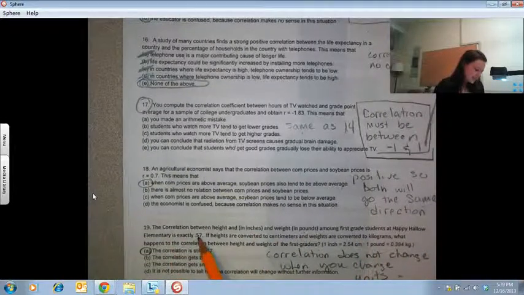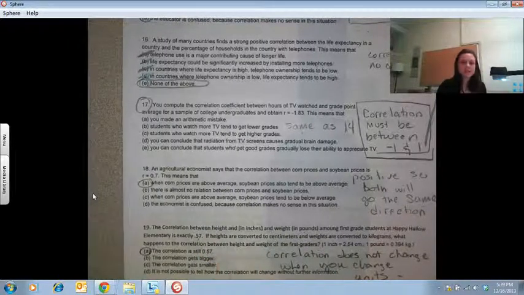The correlation between height in inches and weight in pounds among first grade students at Happy Hollow Elementary is exactly 0.57. If heights are converted to centimeters and weights are converted to kilograms, what happens to the correlation between height and the weight of the first graders? The correlation is going to stay the same. That is also one of those bullet points. Correlation does not change when you change the units. All right, please go over those bullet points for me.